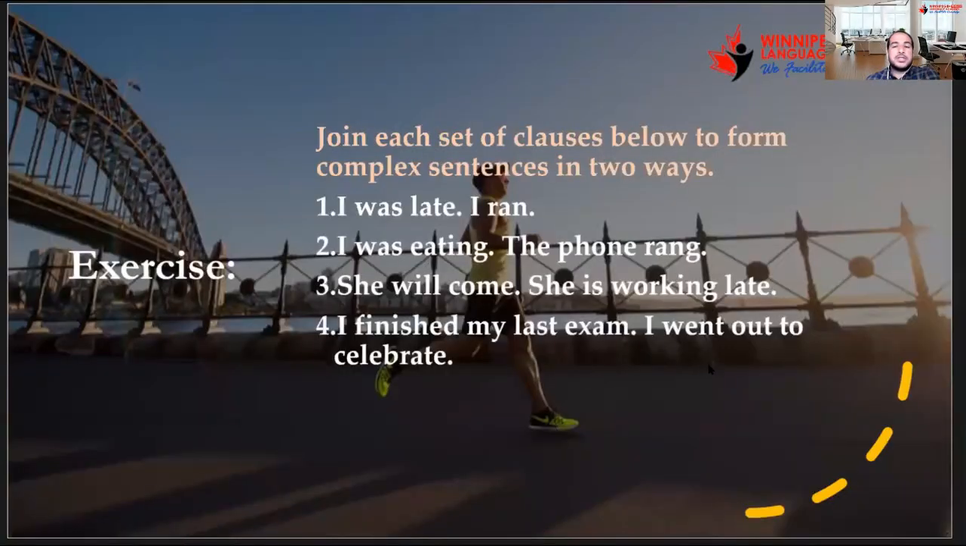All right. Now let's do this activity together. Join each of the clauses below to form a complex sentence in 2 ways. The first sentence here, or the first couple here, I was late. I ran. Could you please use a subordinating conjunction to join these 2 sentences and create a complex sentence in 2 different ways? Please type your 2 answers together. If you wanted, you can unmute yourself and, okay, because I was late, I ran. So therefore.